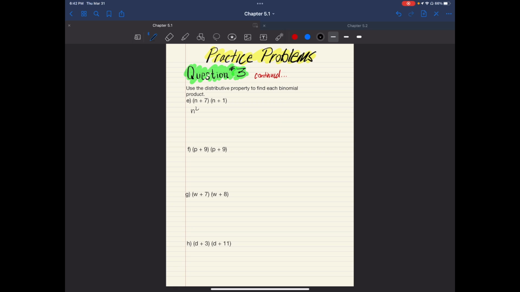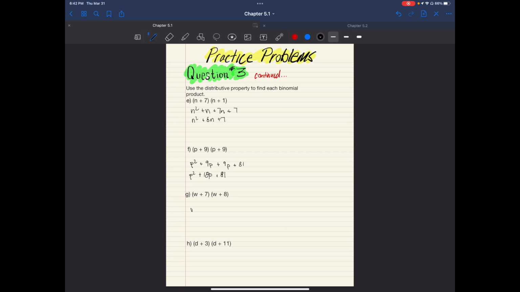So we are left with n squared plus n plus 7n plus 7. Combine like terms, n squared plus 8n plus 7. The p's, so p squared plus 9p plus 9p plus 9 times 9 is 81. Right? Now simplify. p squared plus 18p plus 81.